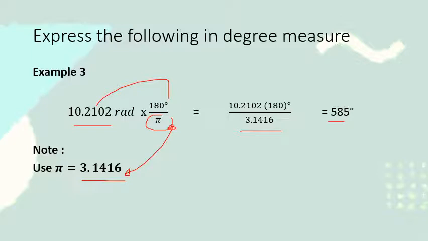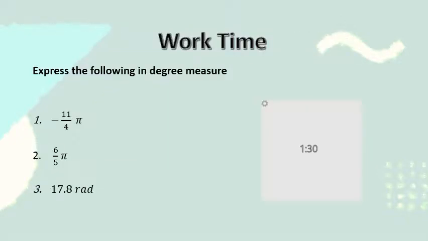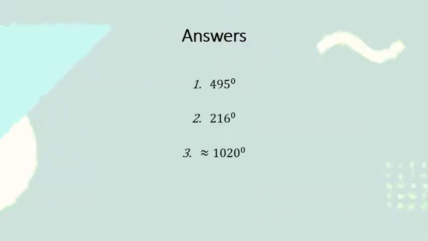practice on your own. So as your work time, express the following degree measure. Let us see if this works again. If not, copy the given values. So I'll give you 1 minute and 30 seconds. For the meantime, let us assume that your 1 minute 30 has lapsed.